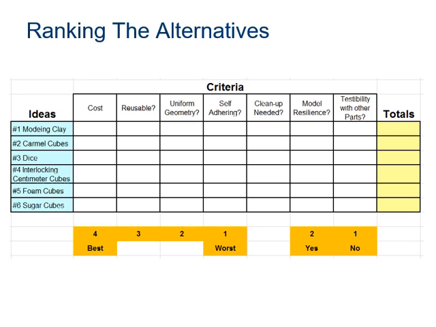So now we've got a spreadsheet here, just like Google Sheets, and we're going to go ahead and fill this out. Okay, the criteria we've chosen are cost. Is it reusable? Is the geometry uniform? Does it self-adhere, or will we need something extra like double-sided tape? Do we need to clean up? Is the model resilient? And also, is it testable? And the options, again, are these 6 options that you already saw. And there's our grading scale along the bottom.